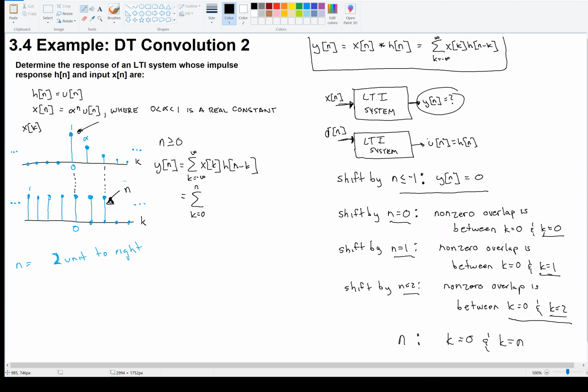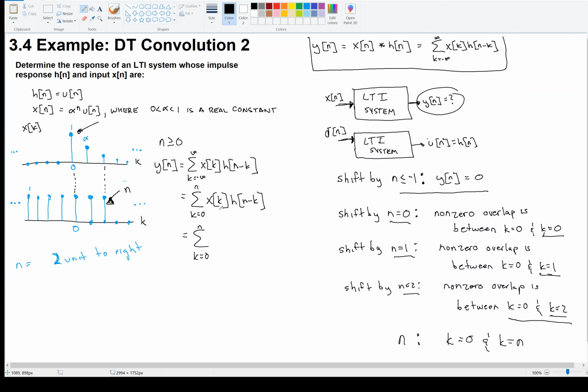Okay, so my bounds are shrunk to k equals 0 to k equals n because everything outside of that range is 0. So this becomes the sum of x of k, h of n minus k. So I'm going to compute this sum directly now.